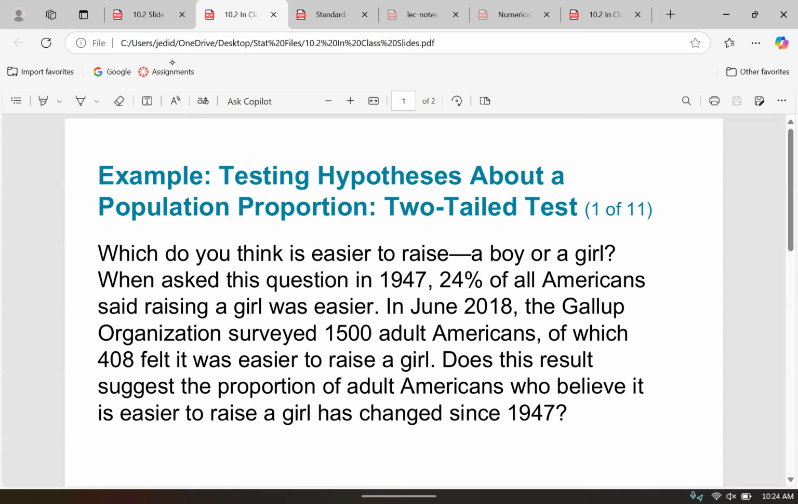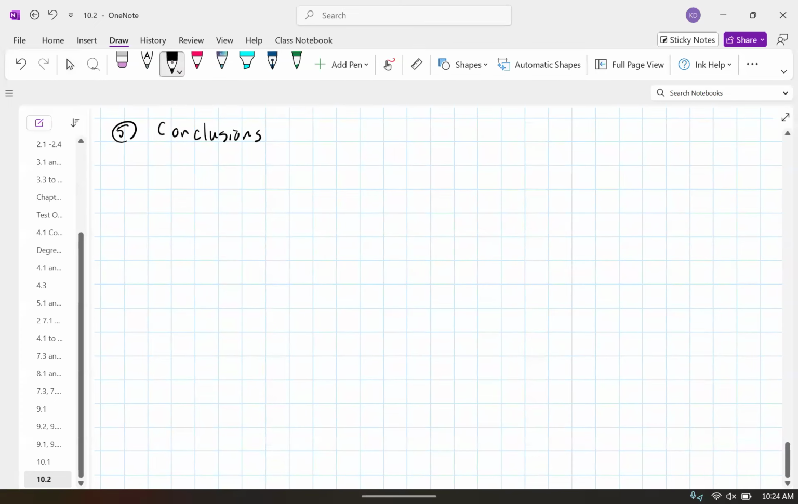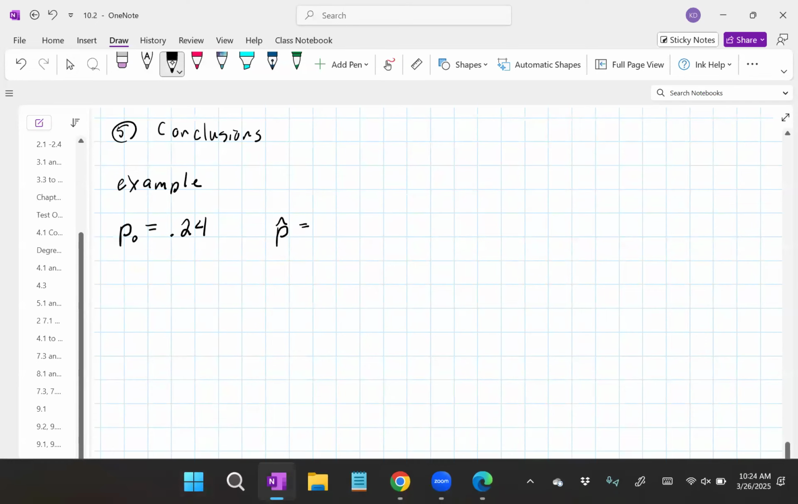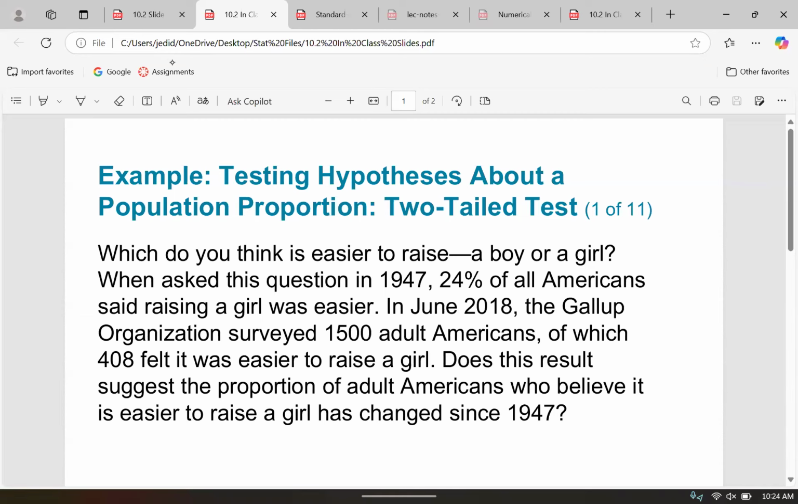So does it suggest that more Americans believe a girl is easier now or not? Let's analyze what we got. So our old data value, our P naught, is 0.24. So that's from our 1947 data. Our P hat, we have 408 out of our 1,500.